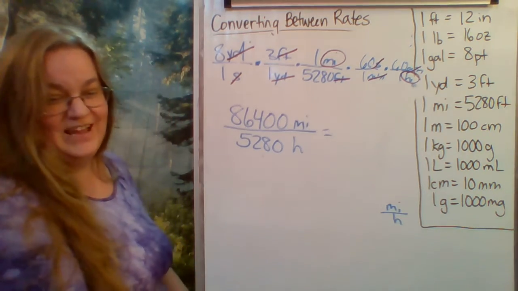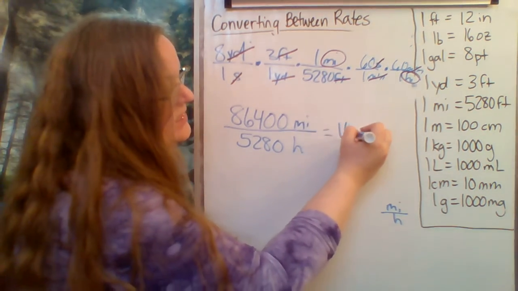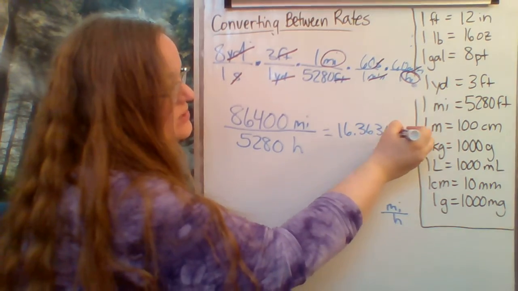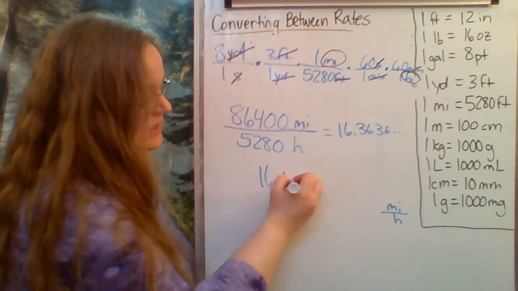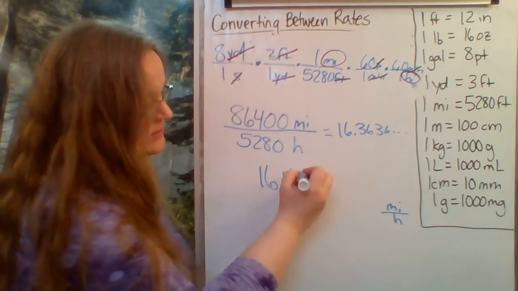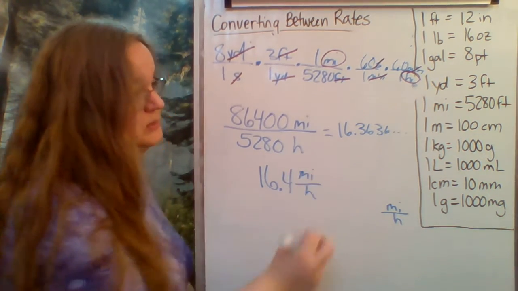So when you divide that out, you get 16.3636, and so on. And so round it to the nearest tenths place. That's 16 4/10 miles per hour.